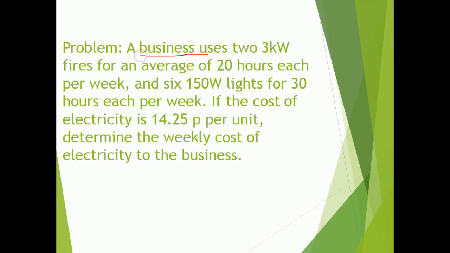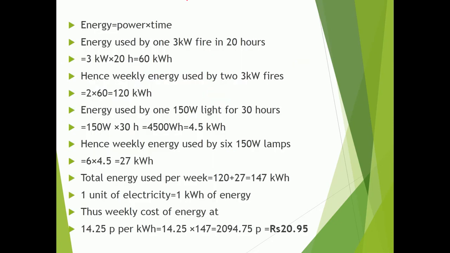A business uses 2 3-kilowatt fires for an average of 20 hours each per week, and 6 150 watt lights for 30 hours each per week. First of all, you can see we have 2 fires and 6 lights, and we need to calculate the costing. For that, first of all, we need to calculate the value of energy. So energy is power into time.